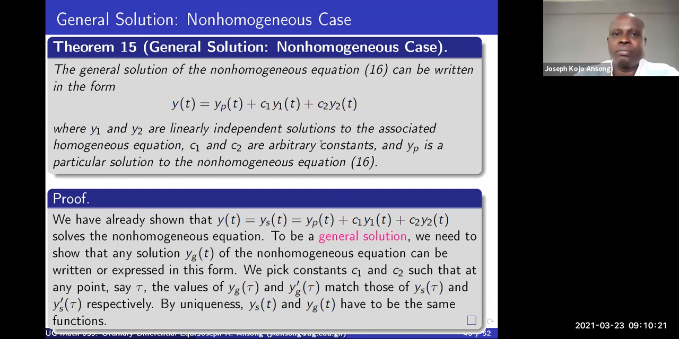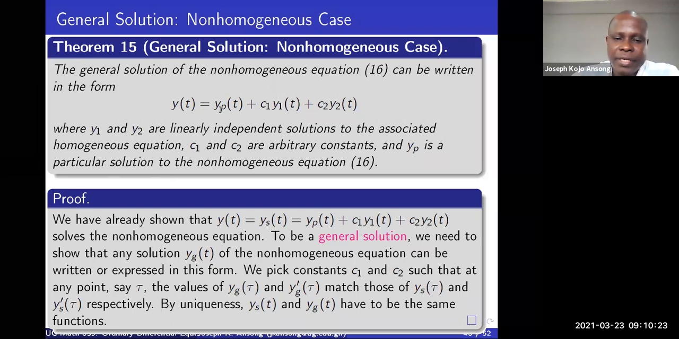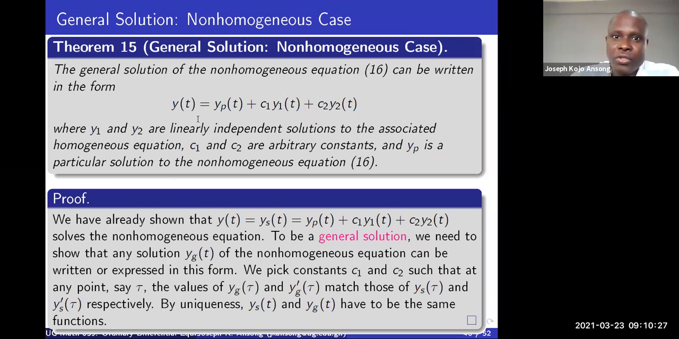So now we just want to nail this and say that the solution to the non-homogeneous equation is actually given by this, and this is a general solution. Good. Well, the first part of this theorem is to prove that this expression here is a solution, and we have shown that already, that this satisfies the non-homogeneous equation. So that part is done. We've shown that it's a solution. The second is to show that it is a general solution.